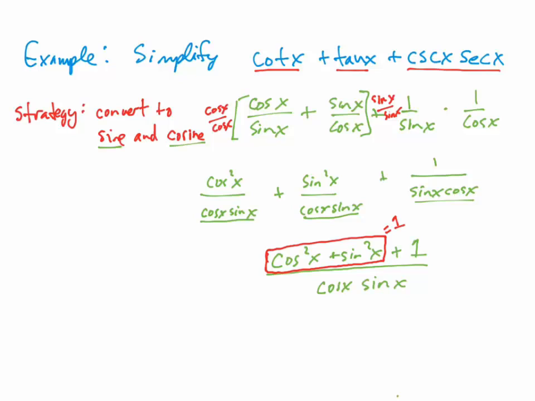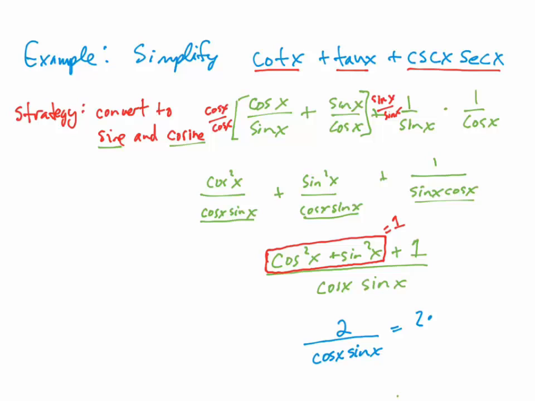So what we can do is we have 1 plus 1 in the numerator. That's going to be 2 over cosine x sine x. So we're pretty well simplified here. We do have a fraction and we have two trig functions, but we do have a single term. There's one last step we can take.